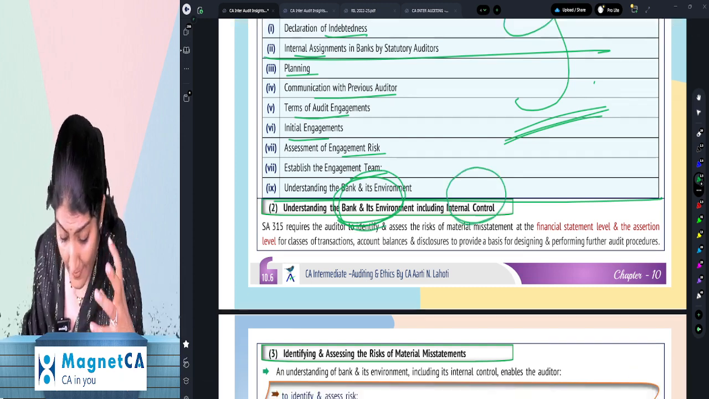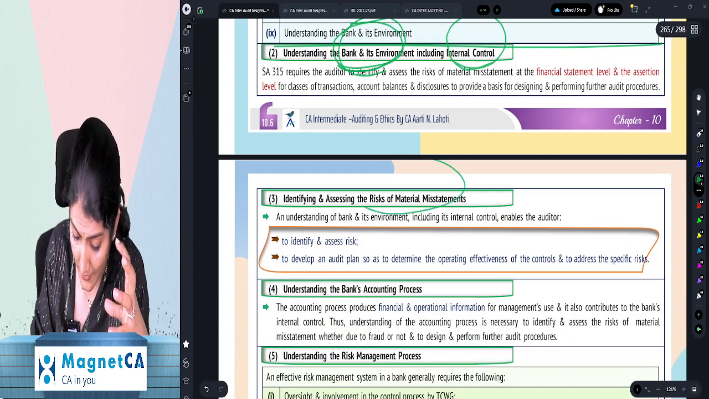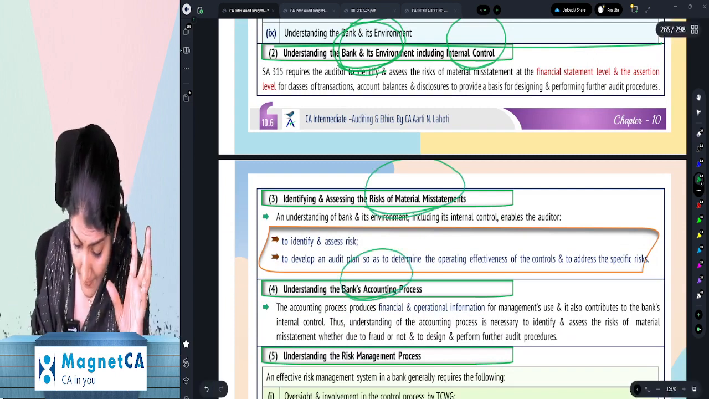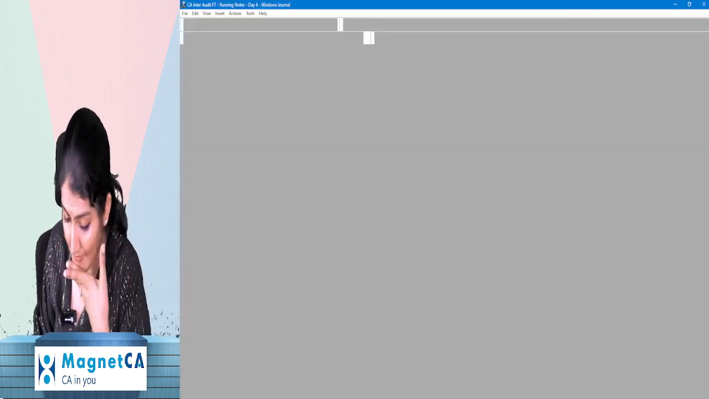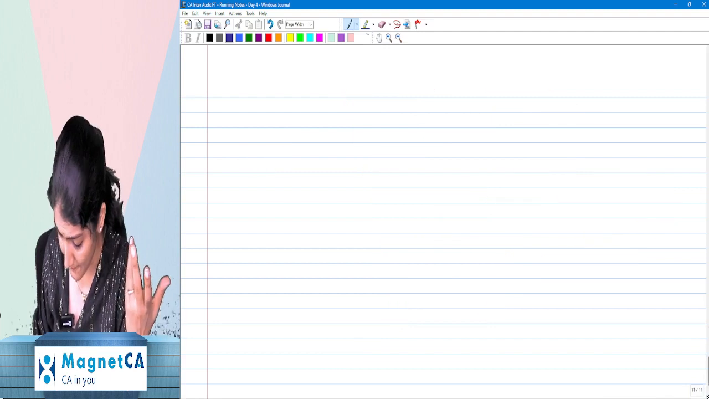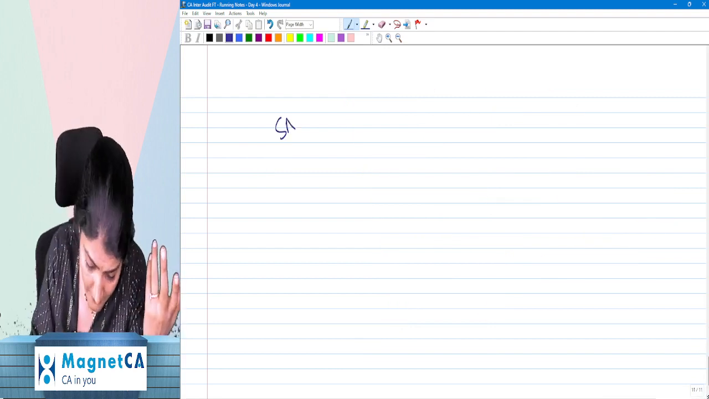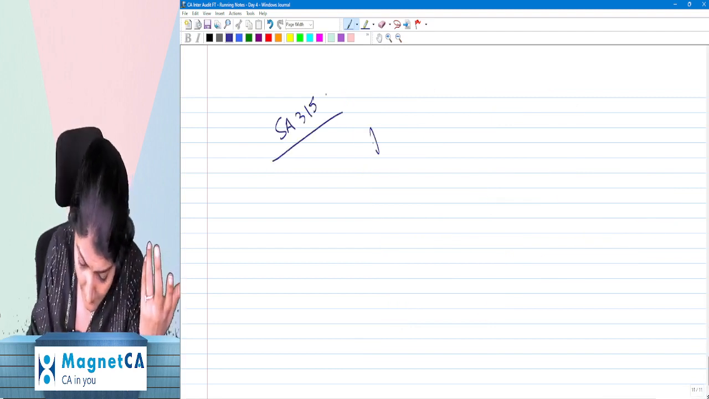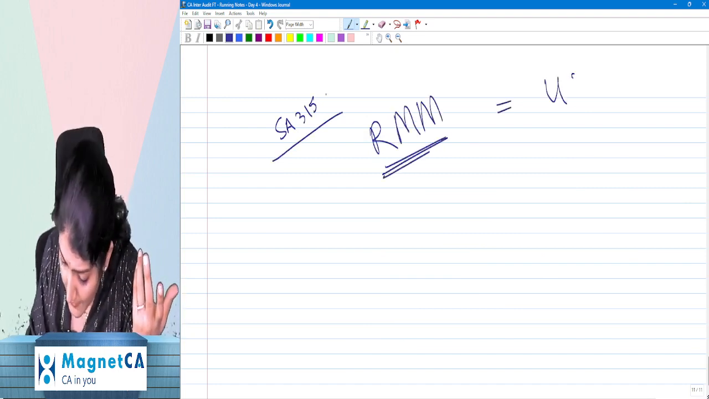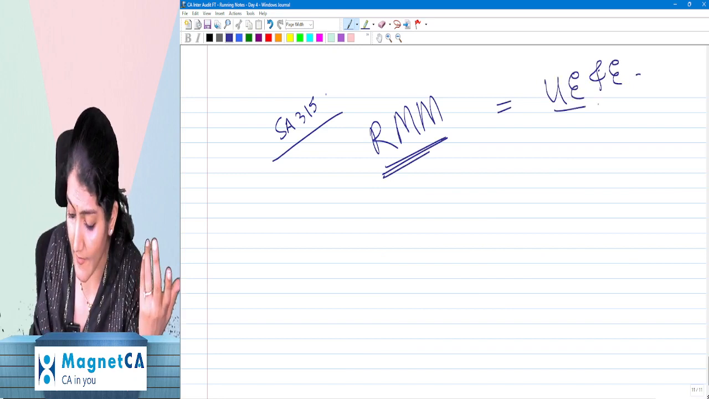Obviously, in the bank and its environment, when you understand, you're identifying, assessing the RMM. You also understand the bank's accounting process. Today, as I told you, I'll be discussing with you SA 315. What is SA 315? Identifying and assessing the risk of material misstatement through understanding the entity and its environment.